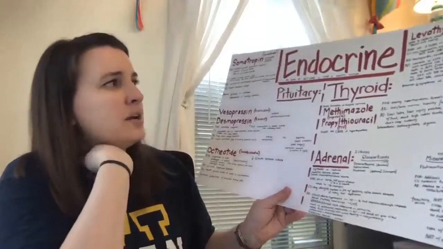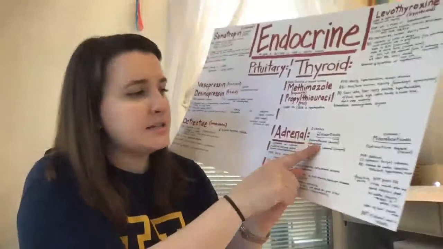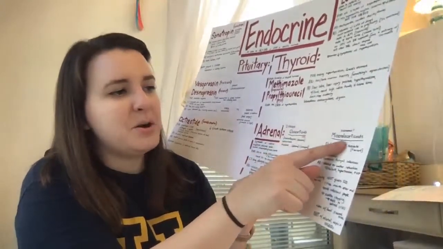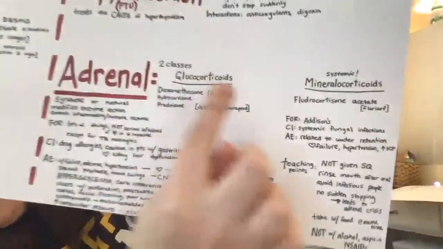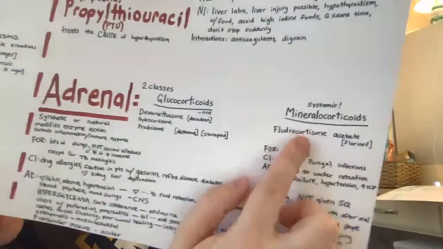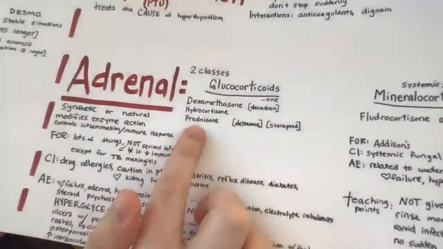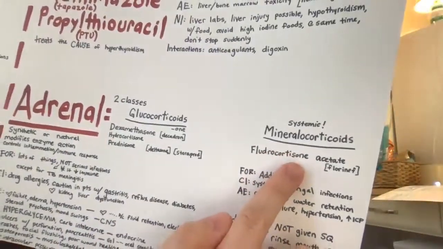The last category in endocrine drugs are adrenal gland drugs, and there's two classes. There's glucocorticoids and mineralocorticoids. I can never say that. Here they are. There was really little space for me to write them down here, so I didn't write them in red like I do here. But here are the drugs. There's 3 here, and then there's one over here.